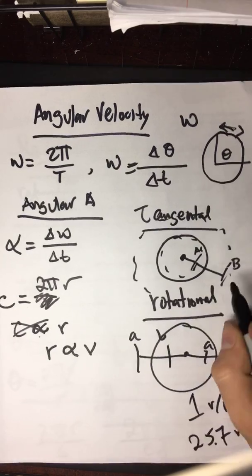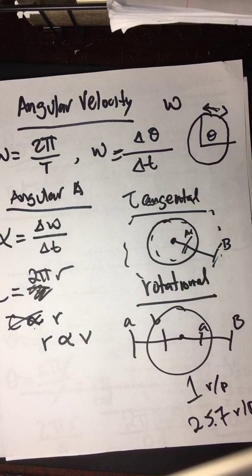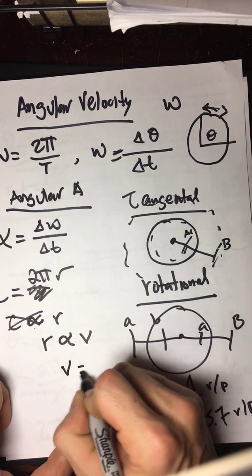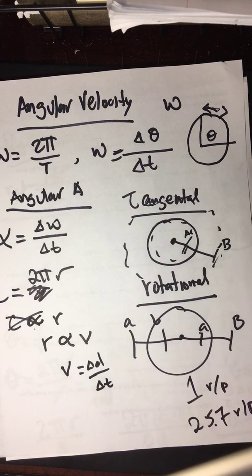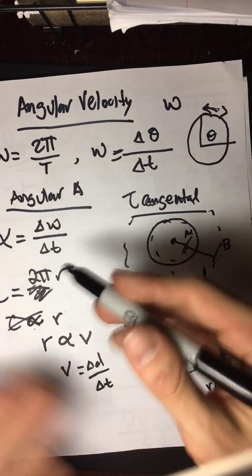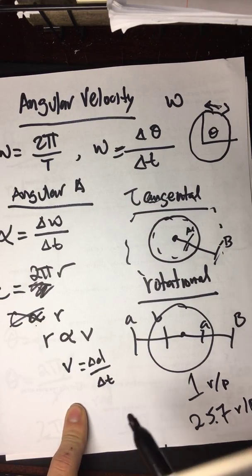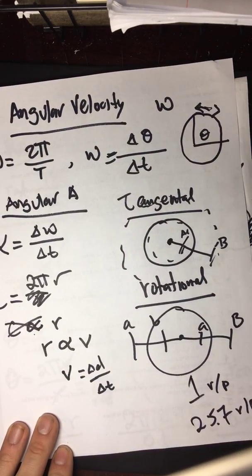Okay, so B has to keep up with A, so B has to move at a greater velocity to stay in line with A, because it has a greater distance to travel than A does, right? Because we know speed or velocity is equal to our distance, or change in our distance, over our change in time. So we see that having a greater distance will make us have a greater velocity to travel, okay? So they're directly proportional, velocity and distance, okay?